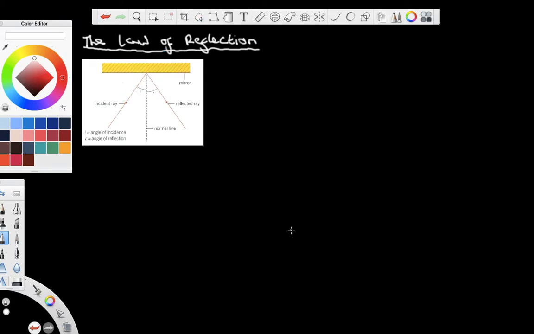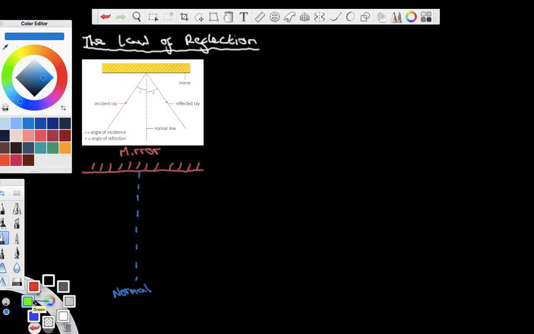Whenever we draw reflection, as I said to you earlier, a mirror is always drawn as a straight line with dashes coming off it. So this is my mirror. In the middle of this mirror, at 90 degrees, we have what's known as the normal. And we draw the normal as a dashed line, like so. So this is the normal.